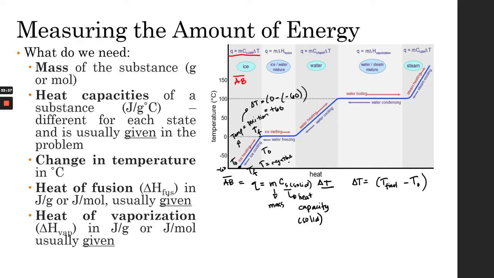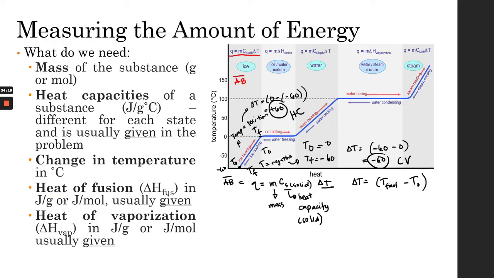But for the cooling curve, your initial temperature is 0 and your final temperature is negative 60. So delta T for the cooling curve would be negative 60 minus 0. It's negative 60. So that's why the temperature change for the cooling curve is negative, but for the heating curve it is positive. Okay, but this is the equation that you use.